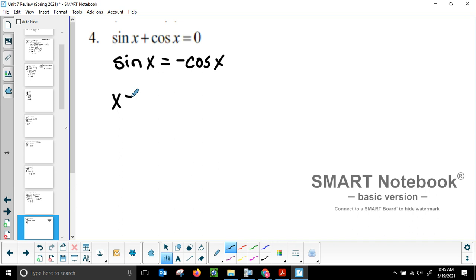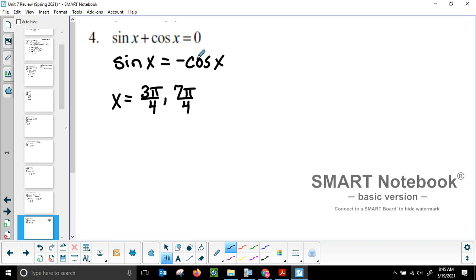Well, that occurs at 3 pi over 4, because at 3 pi over 4, sine is positive square root of 2 over 2, cosine is negative square root of 2 over 2. And it also occurs at 7 pi over 4, because at 7 pi over 4, sine is negative square root of 2 over 2, and cosine is positive square root of 2 over 2.